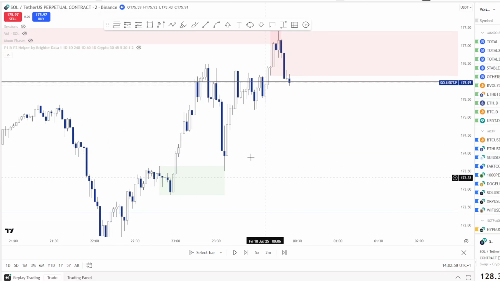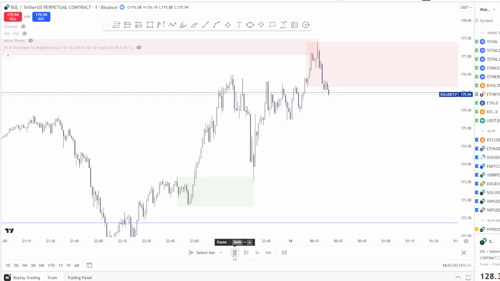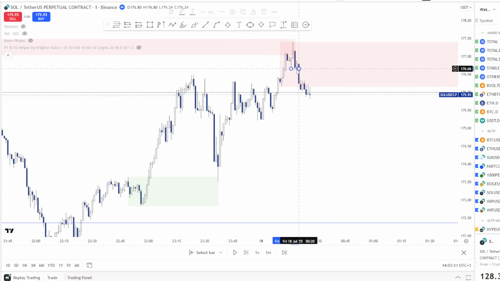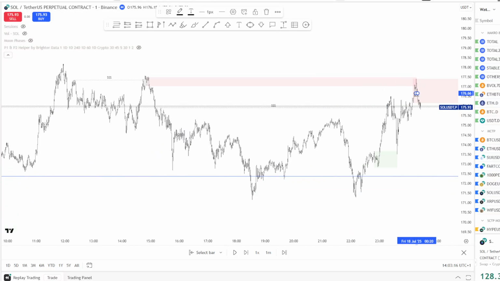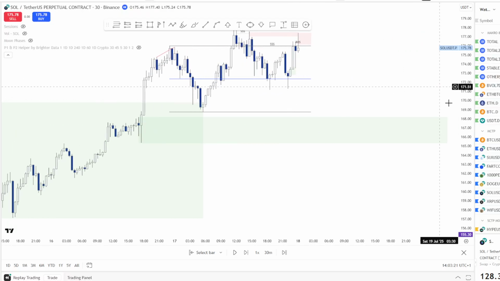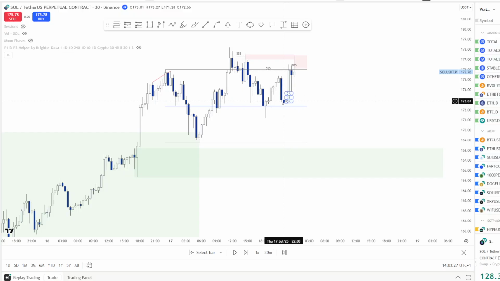So let's see what price wants to do. On the one, we broke bearish here. Let's see how this looks. So basically we have one low, 2, 3. We have some sort of demand here, but nothing I would really use like that.